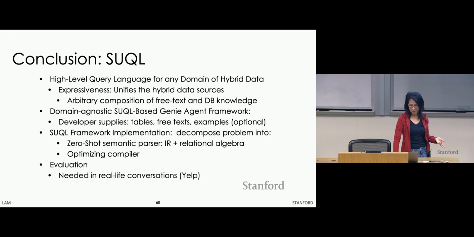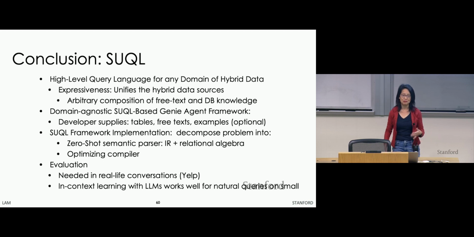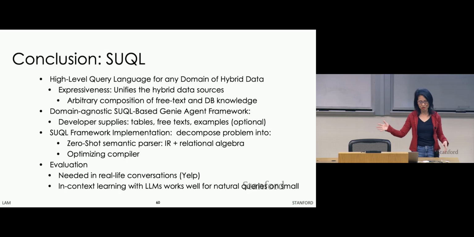In terms of the evaluation, we found that you have to support hybrid queries for real. And I would conclude that with the 85% potential true accuracy, in-context learning with LLMs works well for natural queries on small databases. Okay, we have only been testing on small schemas. And we will talk about some horribly large databases with large knowledge graphs in the next talk, and we will bring in the agentic approach. Okay, so it just gets deeper and deeper.